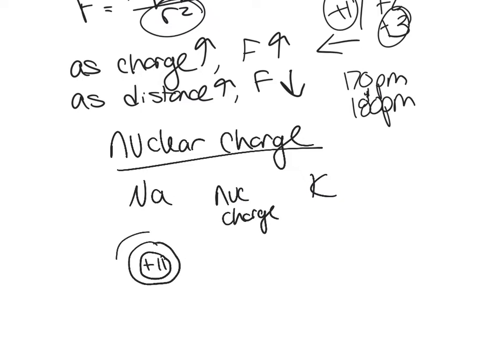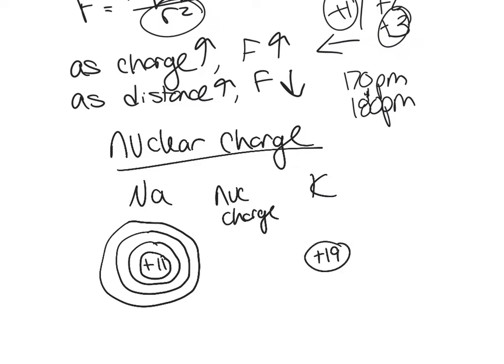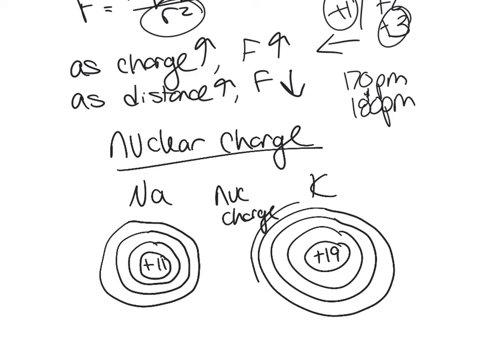Then we've got 3 shells, right? And they don't really look like this. They're way cooler, but this is what we're drawing them to look like. And potassium is number 19. So there's its nucleus, and potassium has 1, 2, 3, 4 shells. Not my best drawing, but it's all right. Okay, now here is sodium's valence electron, and here is potassium's valence electron. Okay, so the nuclear charge is +11 for sodium and +19 for potassium.